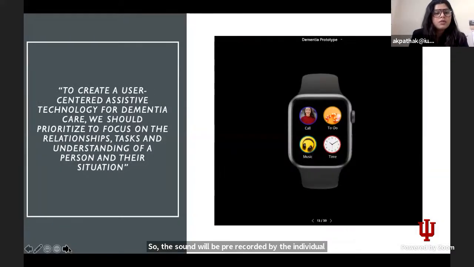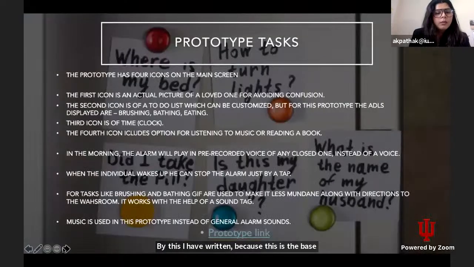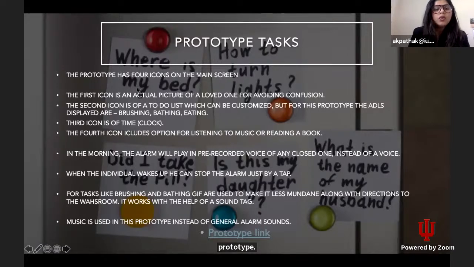Let's look at the prototype itself. So this is the image of my prototype. To create a user-centered assistive technology for dementia care, we should prioritize focusing on the relation, task, and understanding of the person and their situation. I have written this because it is the basis of my prototype, because it focuses on the relations, their understanding of their daily activities and their to-do tasks. The prototype has 4 icons on the main screen.